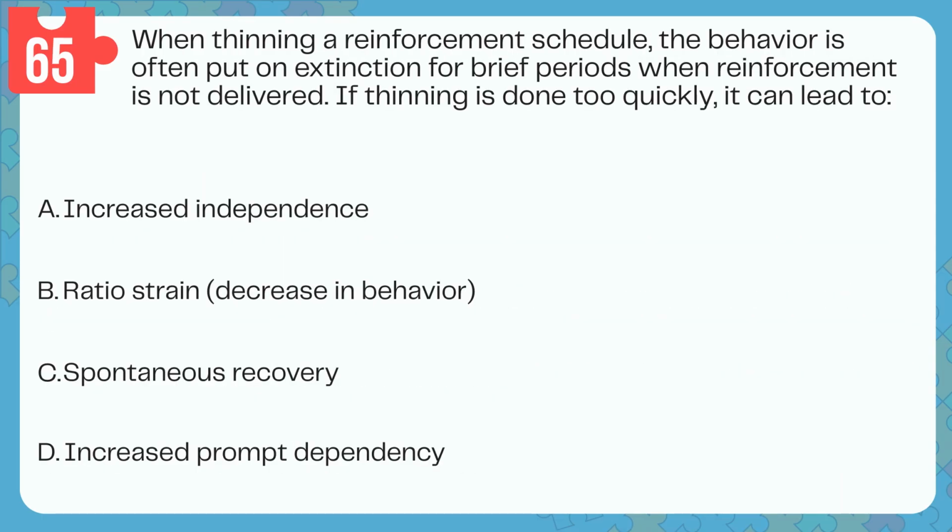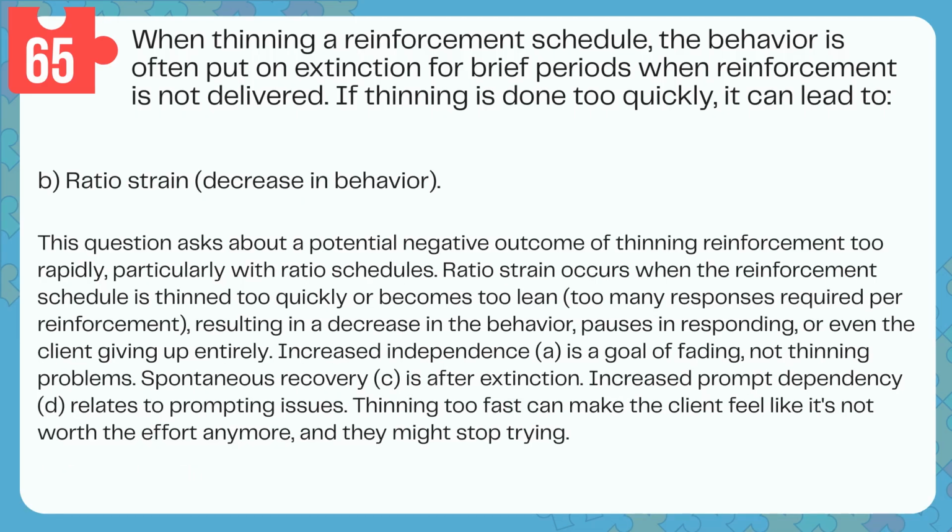Question 65. When thinning a reinforcement schedule, the behavior is often put on extinction for brief periods when reinforcement is not delivered. If thinning is done too quickly, it can lead to A. Increased independence. B. Ratio strain. Decrease in behavior. C. Spontaneous recovery. D. Increased prompt dependency. Answer. B. Ratio strain. Decrease in behavior.